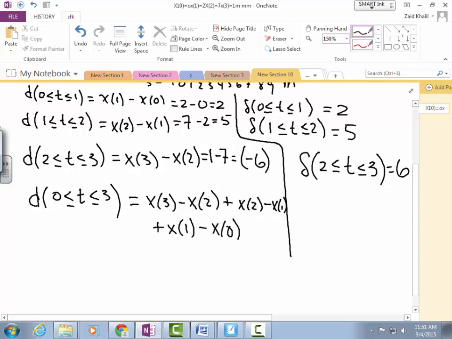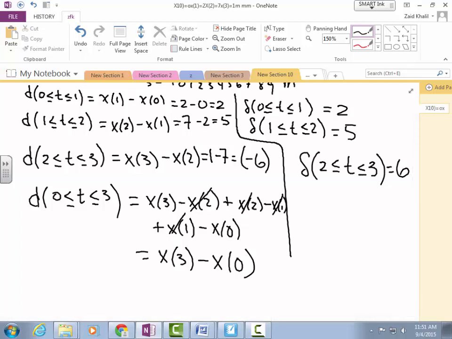And what is that equal to? Algebraically, what's it equal? Notice, what happens to the x of 2s? What happens to the x of 1s? And what are you left with? x of 3 minus x of 0. This is a mathematical property called a telescoping sum. All of your deltas are telescoping sums.